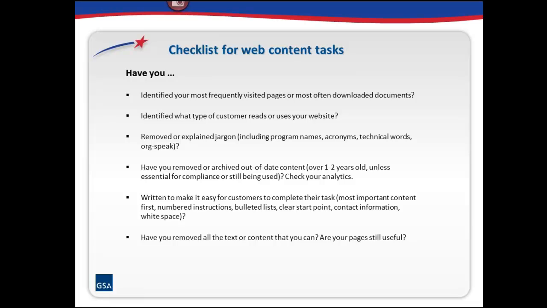So here are some of the things you can do with your web content. As I said, look at your analytics for your most frequently visited pages or most frequently downloaded documents. What are your audiences? What type of people come and use your website? Have you scrubbed your pages for jargon? Program names, acronyms, technical words, org speak. Try to get people outside of your organization to help you with it. Have you looked for out-of-date content? Make sure none of it needs to be there.